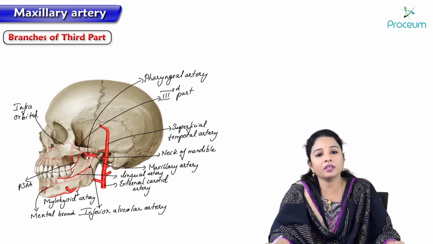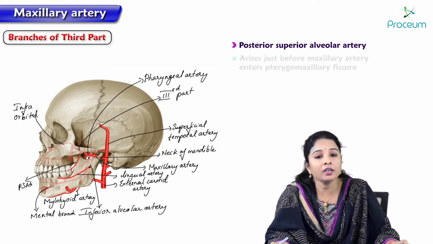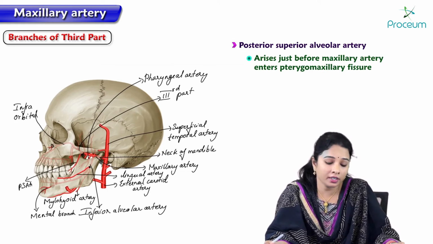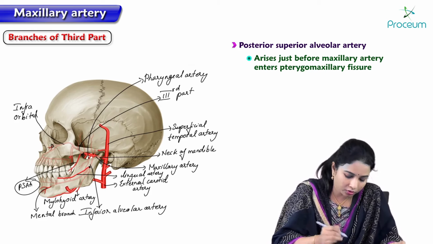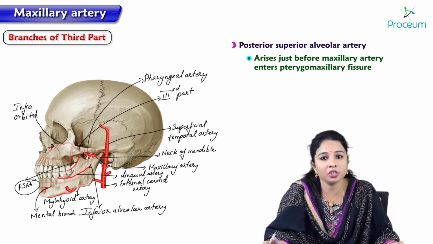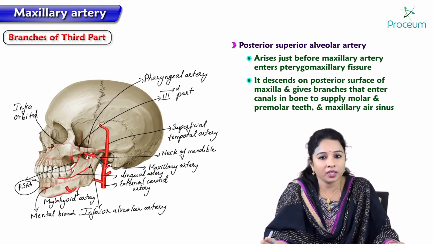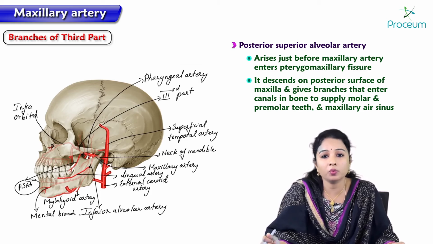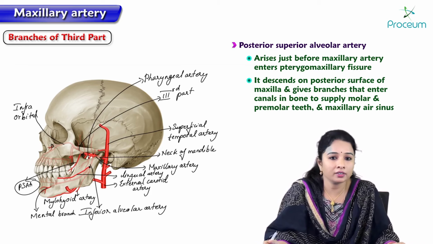So, recalling the branches of the third part, posterior superior alveolar artery arises just before the maxillary artery enters the pterygomaxillary fissure. So, just before, we can see posterior superior alveolar artery emerging out of maxillary artery. It descends on the posterior surface of maxilla and gives branches that enter the canals in the bone to supply the molar and premolar teeth and also the maxillary air sinus.